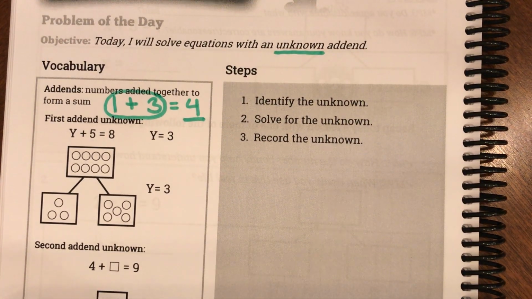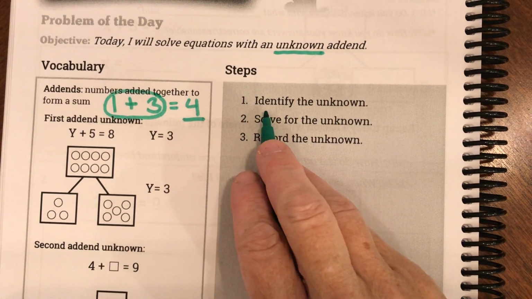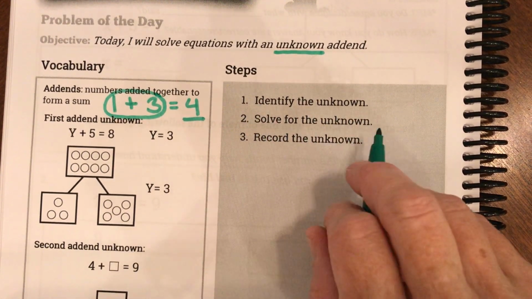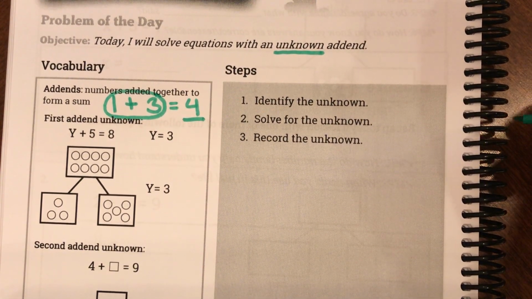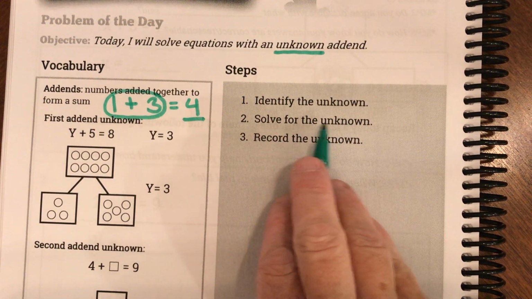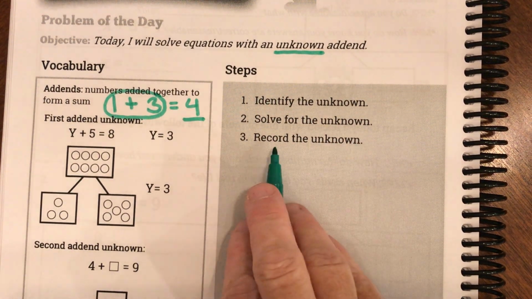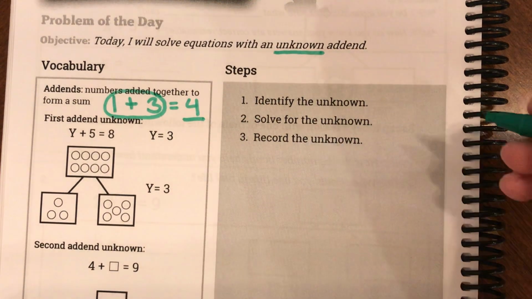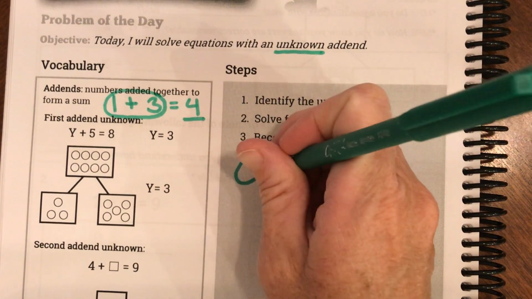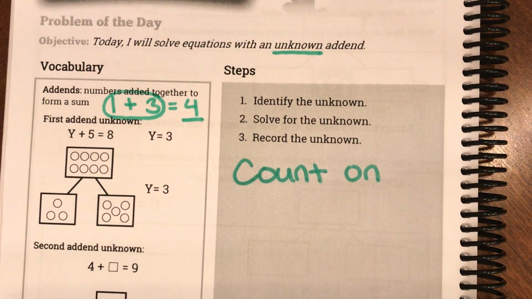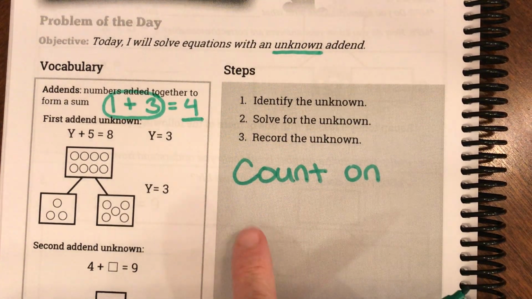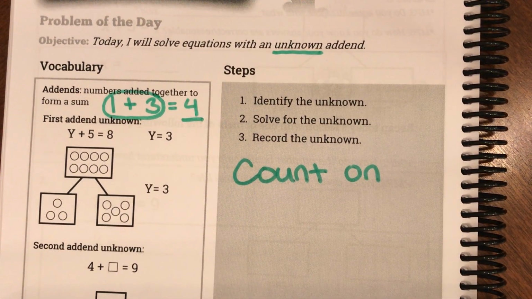Okay, and then today they actually give us steps. They say first, identify the unknown. So we're going to look for usually a letter or a shape. And then it says solve for the unknown. And then we're going to record the unknown. Now, if you saw yesterday's video, we did the strategy called count on. That's the strategy we're going to be using, count on. We're going to count on our number. Okay, so boys and girls, I'm going to get started with my examples. If you want to put your pencil down and watch.